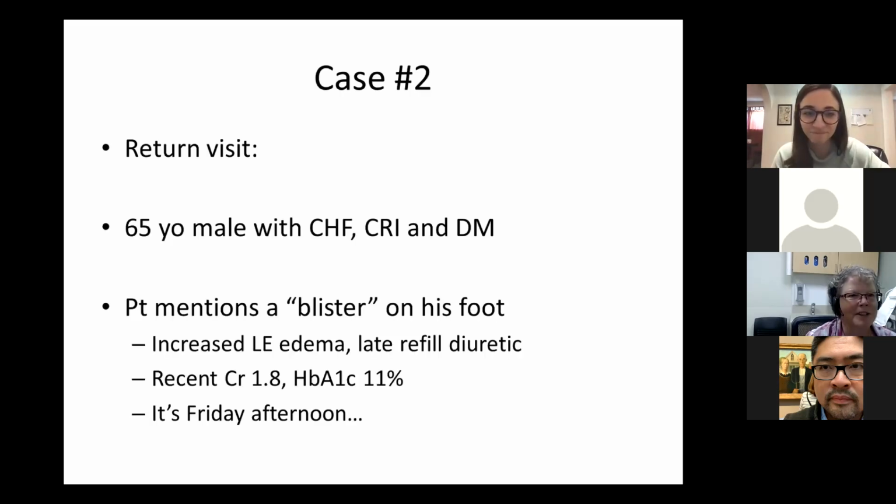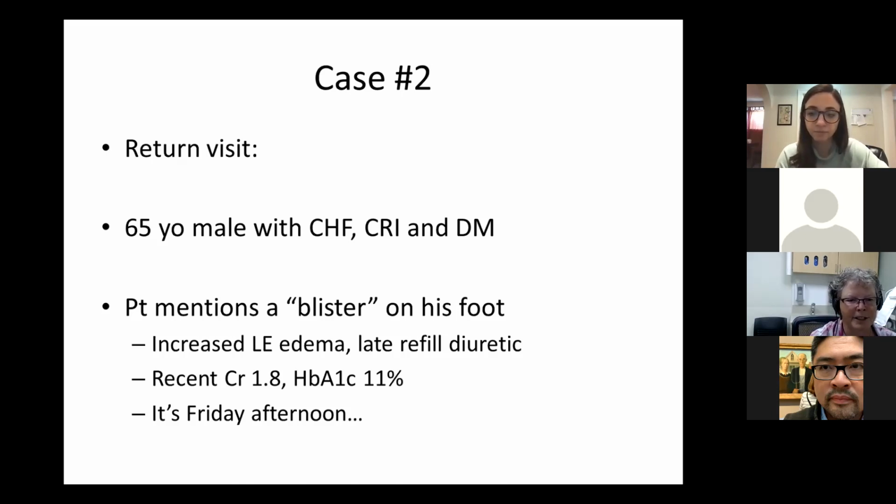That's all that's in the chat right now. Okay, let's move on. Case 2. You have a return visit. You have a 65-year-old male with heart failure, chronic renal insufficiency, and diabetes. Mentions a blister on his foot. He has increased lower extremity edema from his heart and his kidneys.